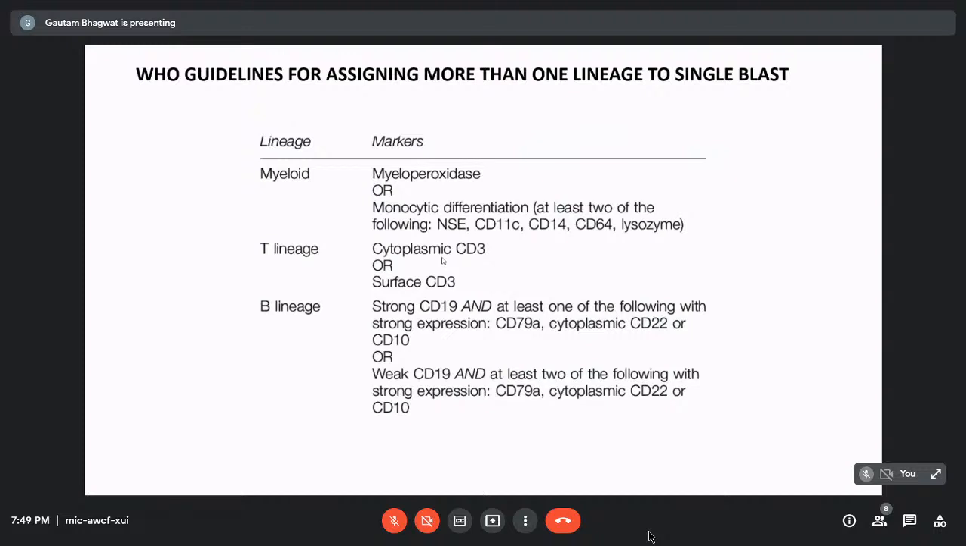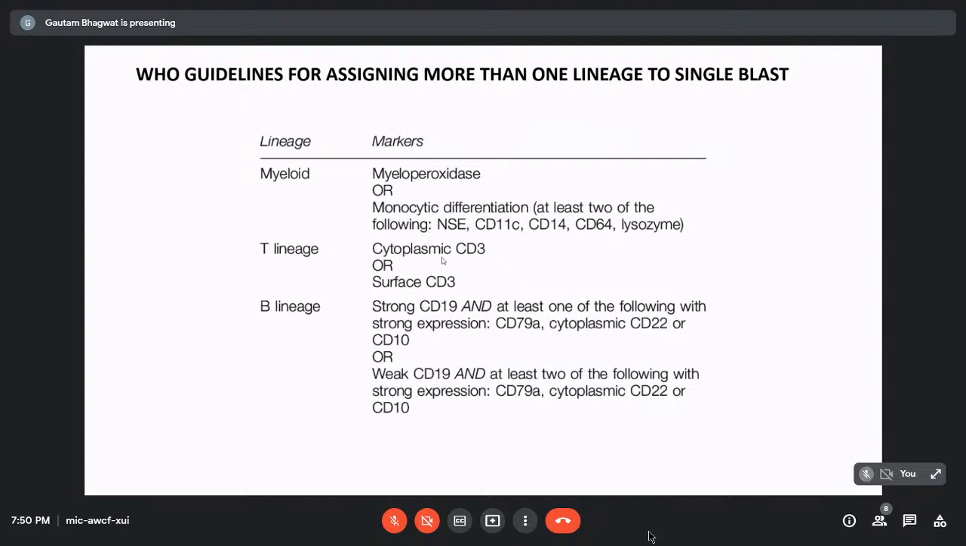But the better criteria which we follow, so usually EGIL is not followed, but we follow the WHO guidelines for assigning more than one lineage to a blast. Myeloid: cytoplasmic MPO should be positive, or you should have at least two markers of monocytic differentiation, which are NSE, CD11c, CD14, CD64, lysozyme. So any two markers out of these five, if positive, then the lineage assigned to the blast is myeloid. T lineage: cytoplasmic CD3 positive, you assign as T.